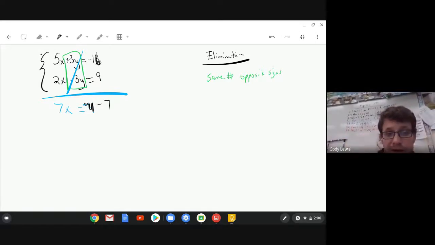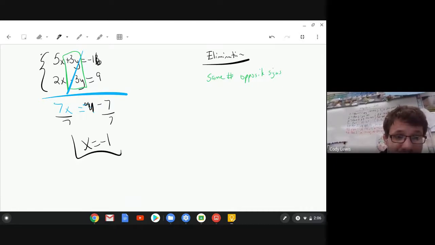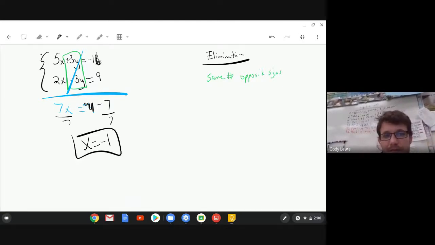Now, whenever you do elimination, once you eliminate a variable, your solving should be very easy. Like I just divide both sides by 7 here. X equals negative 1. If that's hard, you probably messed up somewhere. If the y doesn't go away, you probably messed up somewhere. Now, it doesn't matter which one you want to use, either the top or the bottom. I could put negative 1 in right there. I could also put in right there. I'll get the same answer either way.